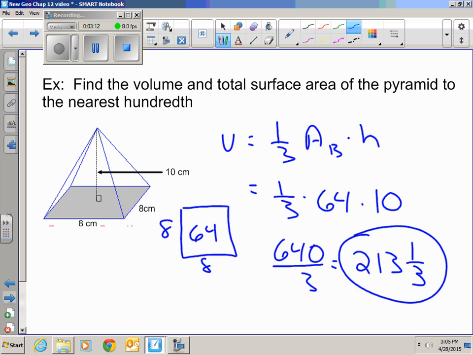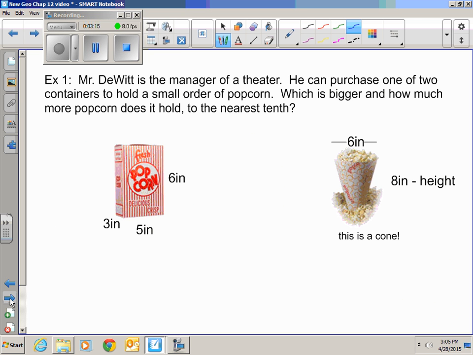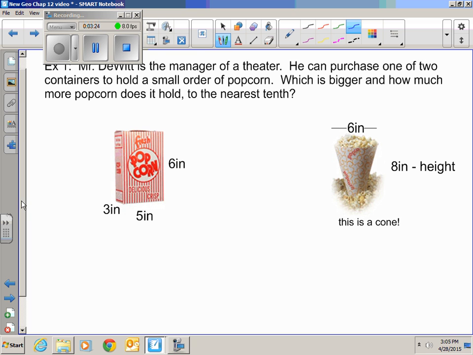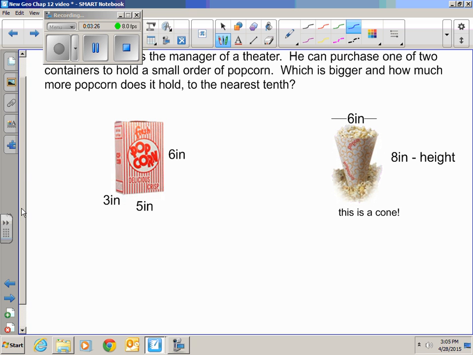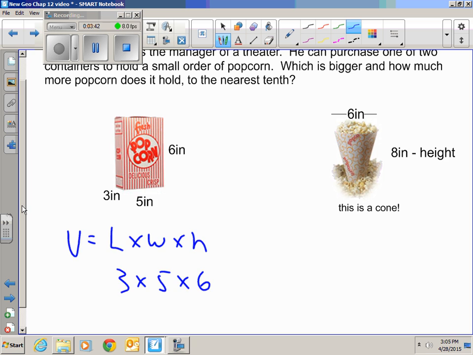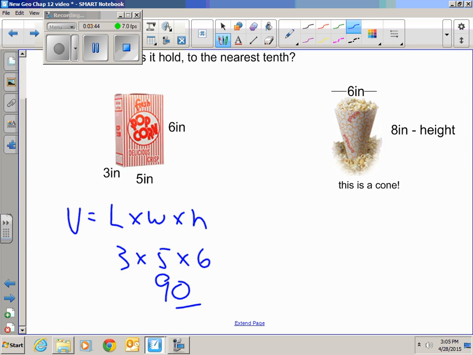There we go. So looking at this problem right here, Mr. DeWitt sells popcorn. He can sell popcorn in either a box, or he can sell it in a cone-type cup. So, which holds more popcorn? Let's see. The volume of this box is going to be the length times the width times the height, which is 3 times 5 times the height, which is 6. That's 3 times 30, which is 90. The volume of that box is 90.